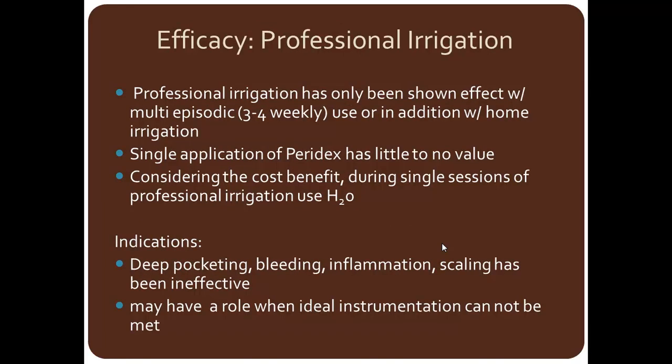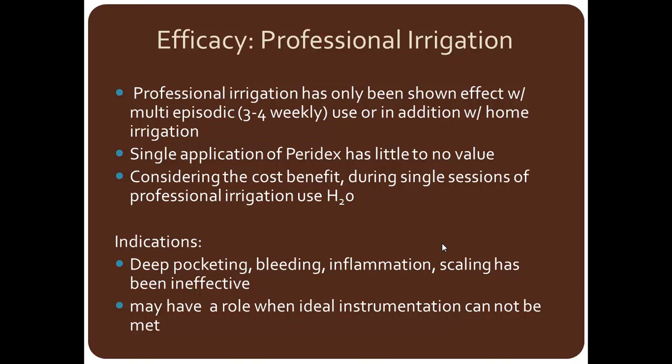And then as far as efficacy for professional irrigation, basically it's only been shown effective if it's used multi-episodically. That means if it's being used every 3 to 4 times a week. Okay, if you subgingivally irrigate with Peridex once, it doesn't show a value. So you want to really consider the cost and the benefit when you're doing these things. If you're only going to do a single session of professional irrigation, you might as well use water. Okay, so multi-episodic use is shown to be effective.